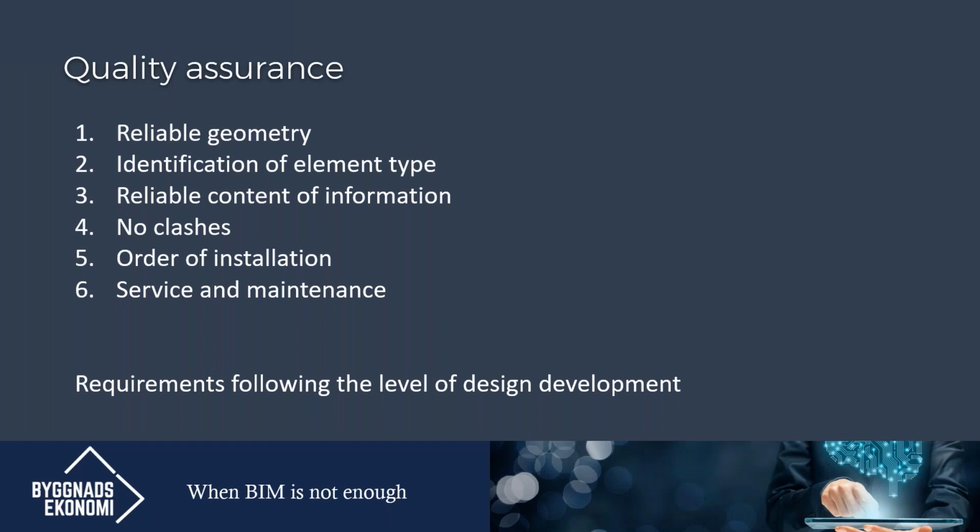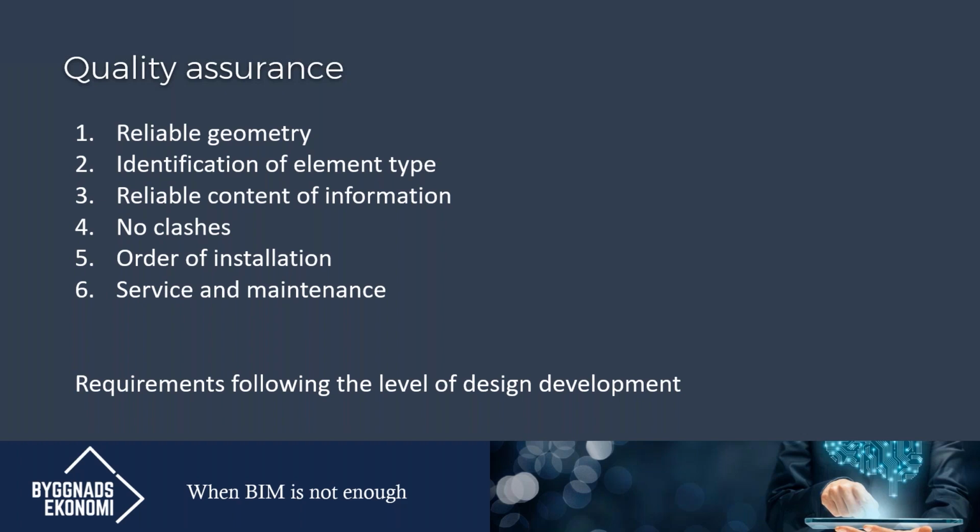Now, in order for this to work, we need to work with quality assurance. The geometry has to be reliable, otherwise you don't get the real data. You have to be able to identify the element type so that you know what kind of a wall you're going to build, what kind of a column, what kind of a beam. You have to be able to identify it in the model. The content of the information in the specific object has to be reliable.